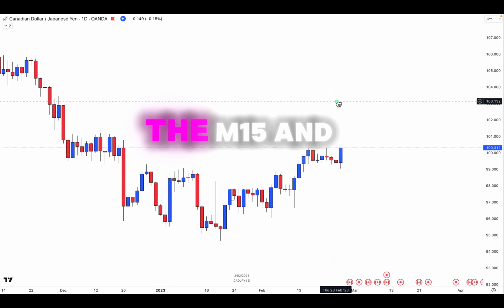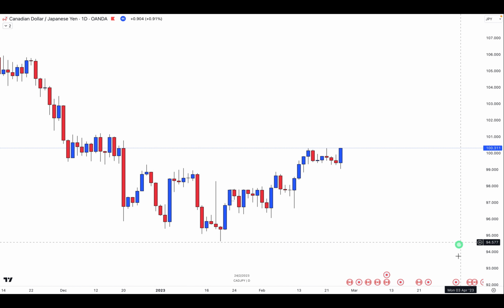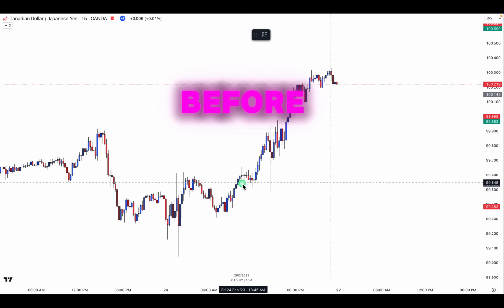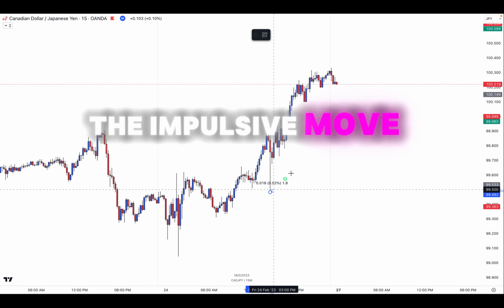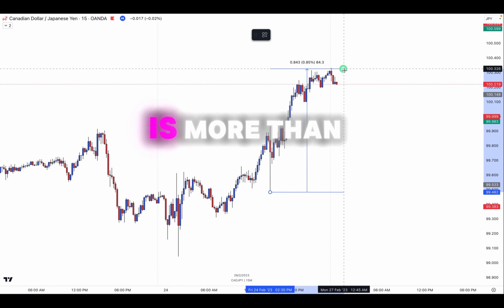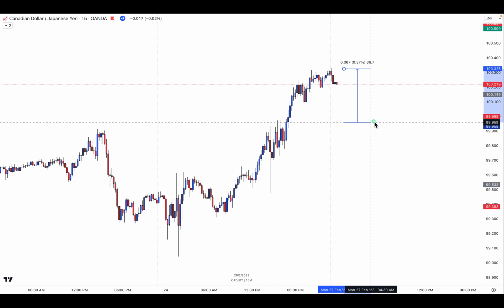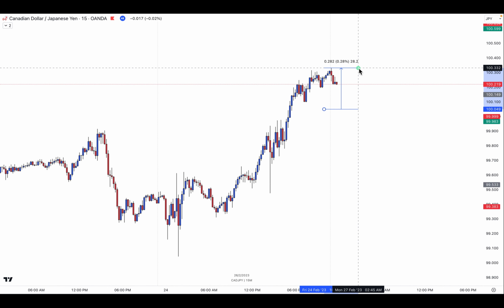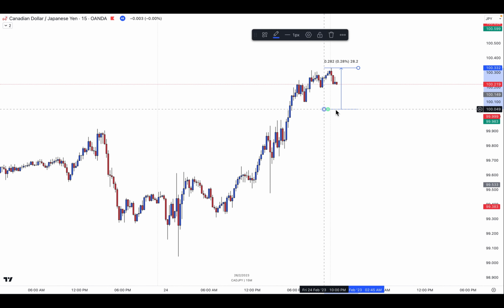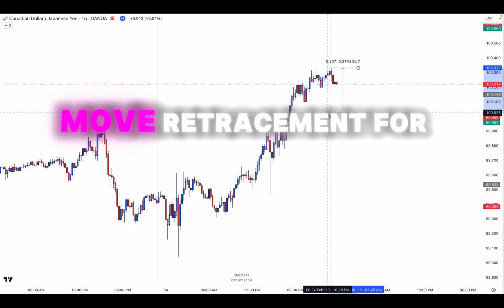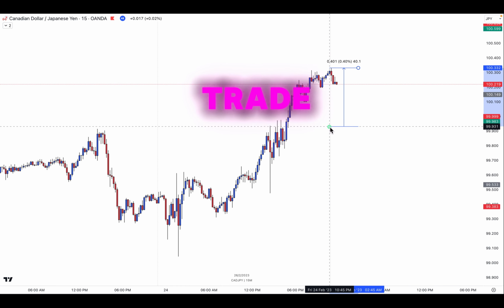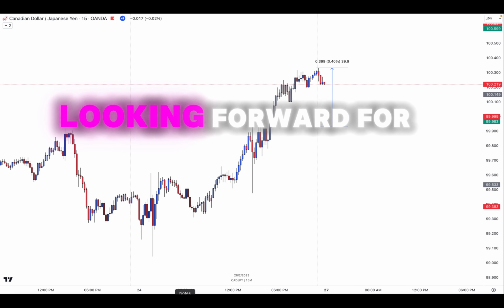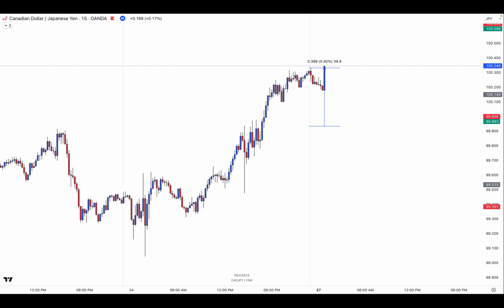Let's go to the M15 and search for an entry. As I've said before, what you do is you measure the impulsive move. You can see this is the impulsive move and it's more than 45 pips. Like I said before, after that you wait for the 40 pip retracement for you to be looking for any trades. If you don't get the 40 pip retracement, you will not be looking for any entry on that specific day. Let's see here.